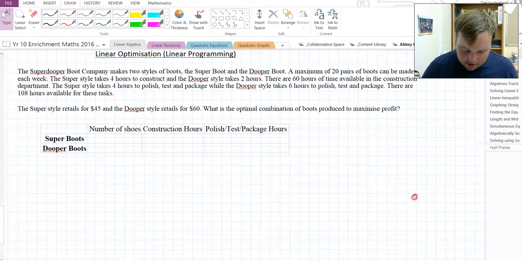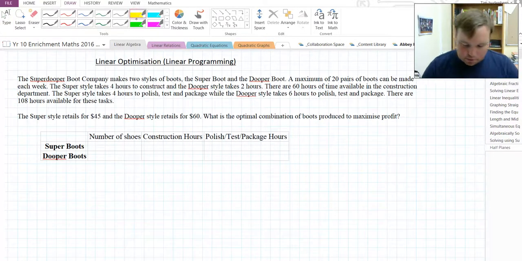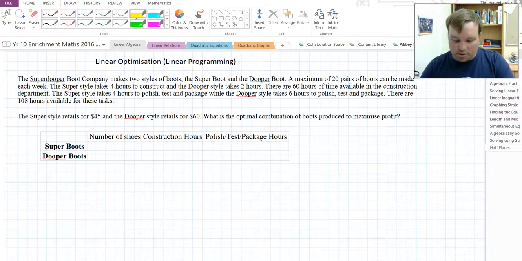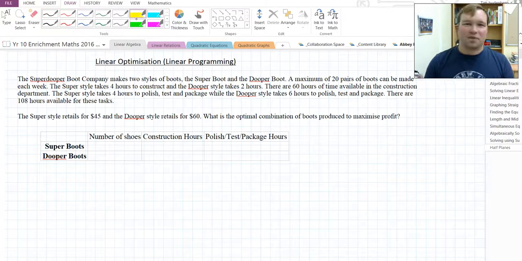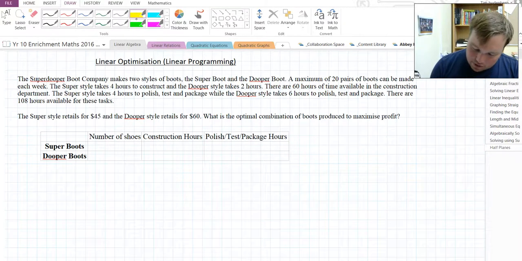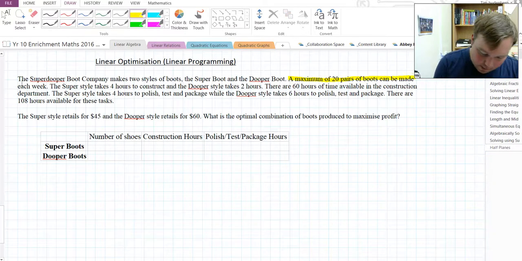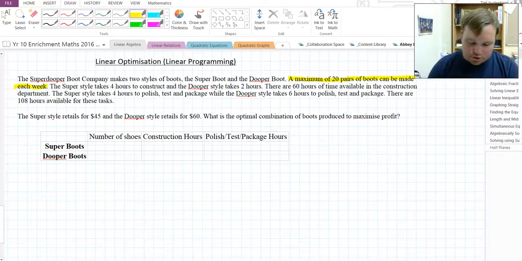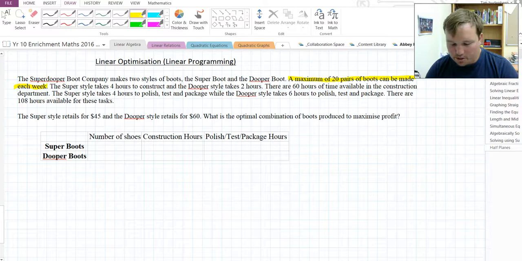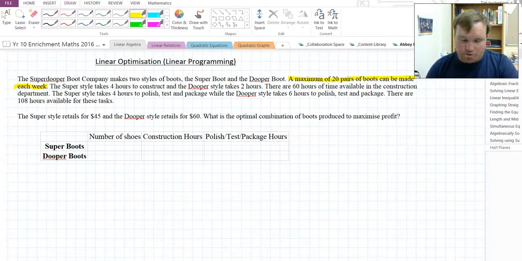So, our example today involves the super duper boot company, which makes only two styles of boot. The super boot and the duper boot. Already you're excited. Now, there are only 20 pairs of boots that can be made each week. The super style takes 4 hours to construct, the duper style takes 2 hours. There are 60 hours of time available in the construction department. Super style takes 4 hours to polish, test, package, while duper style takes 6 hours to polish, test, package. There are 108 hours available for these tasks.